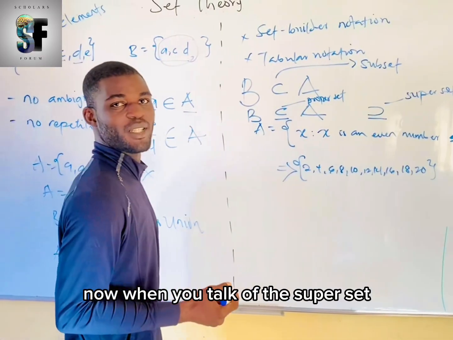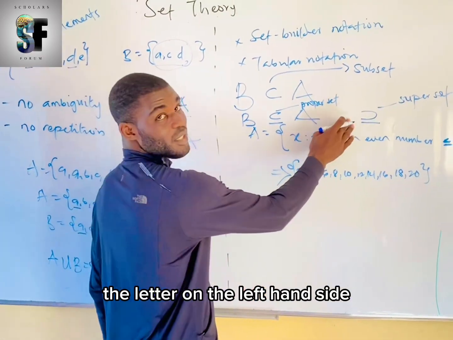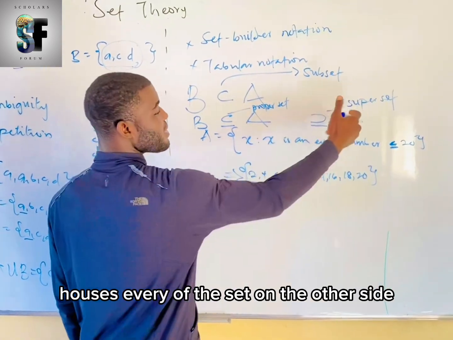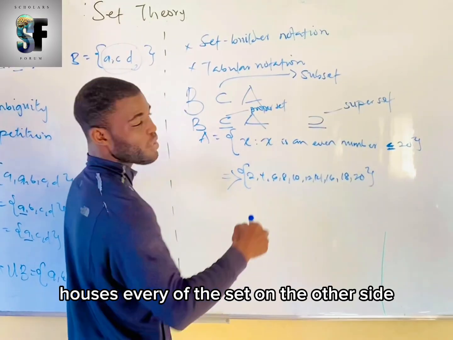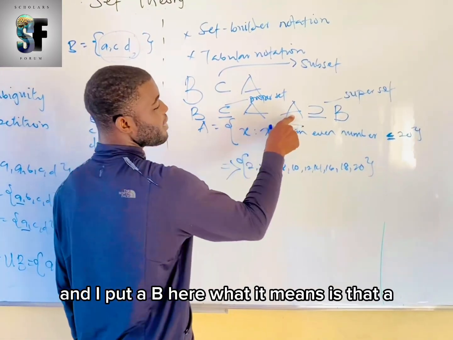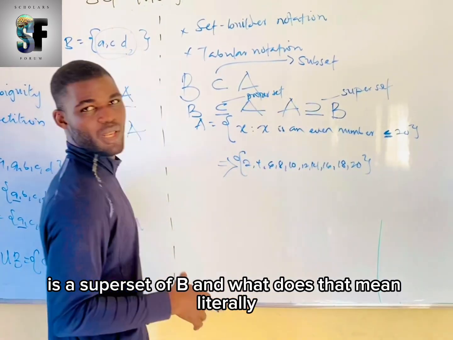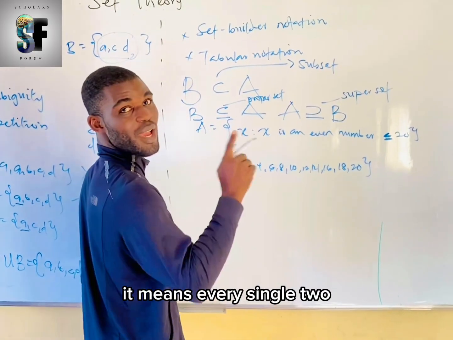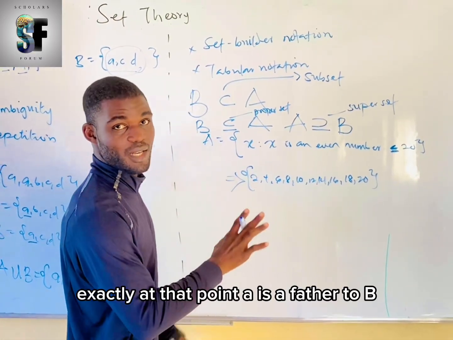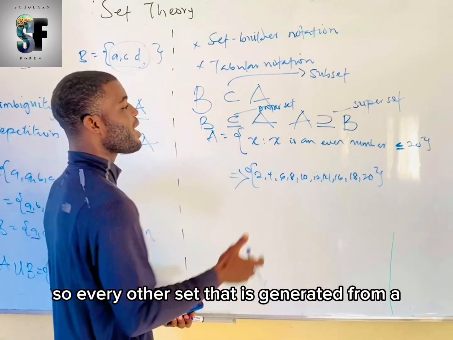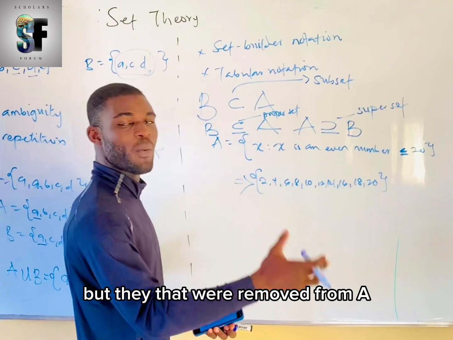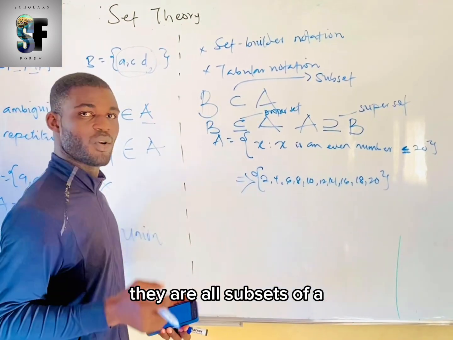Now, when you talk of the superset, the letter on the left-hand side denotes that this letter on this side houses every element of the set on the other side. So if I put an A here and I put a B here, it means that A is a superset of B. And what does that mean literally? It means every single element in B was gotten from A. So that means A is a father to B. Exactly that point. So every other set that is generated from A is still a superset to them. But those that were removed from A are all subsets of A.